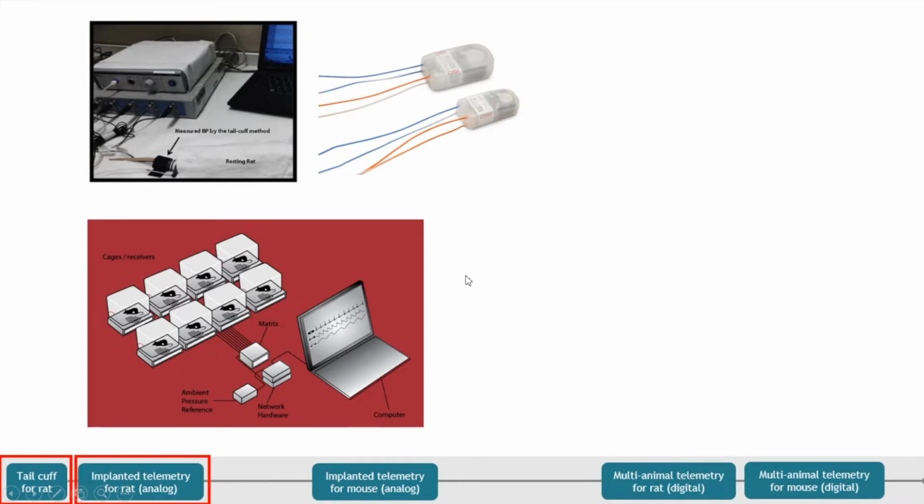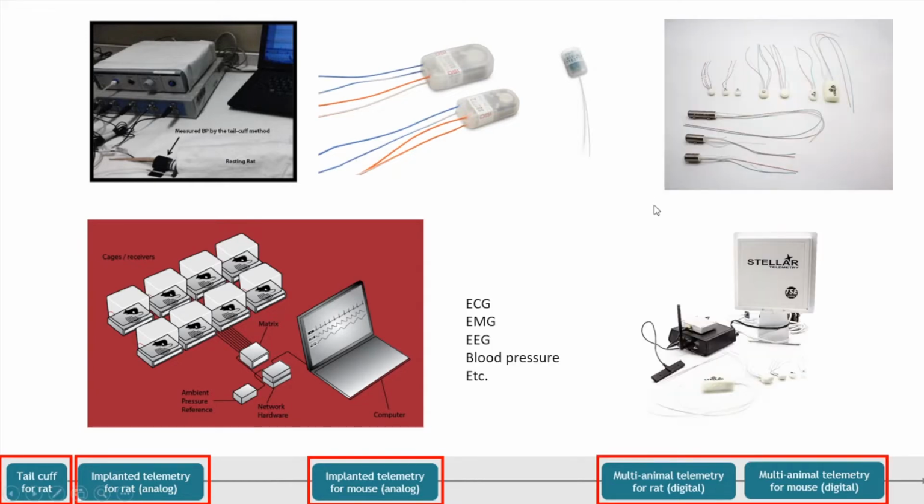And over the years, that technology has become smaller, allowing mice to be implanted with the telemetry. So in the 90s, and even more recently, the radio technology has moved from analog to digital, allowing multiple animals to be tracked or monitored in a single cage, whereas the analog technique allows only one animal to be monitored in a cage. The digital allows group-housed animals, which also complies with animal welfare ambitions. And also these digital telemetry devices have become smaller and smaller, allowing multi-animal tracking in mice.